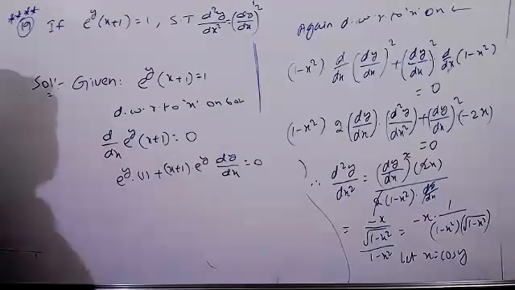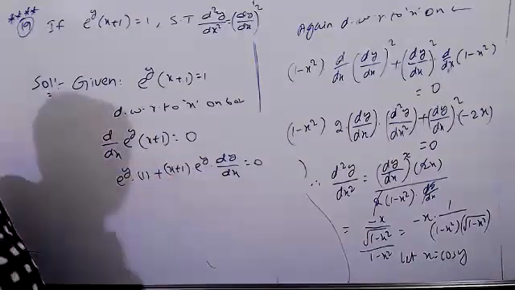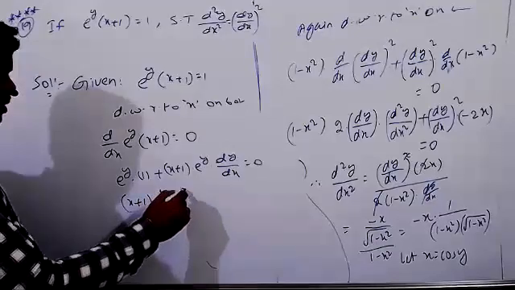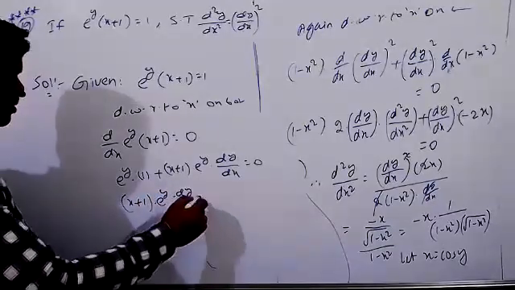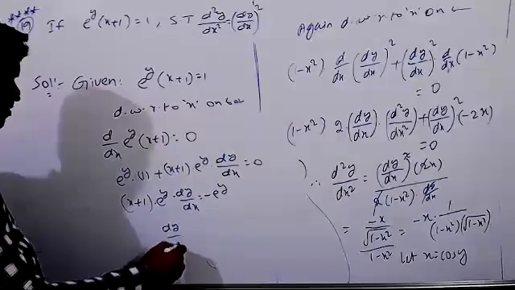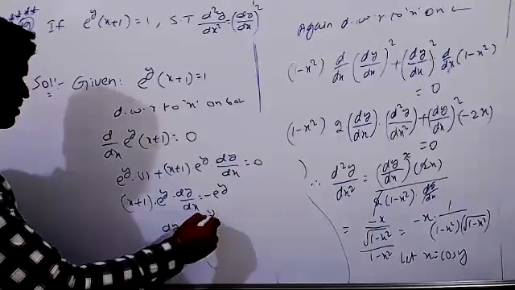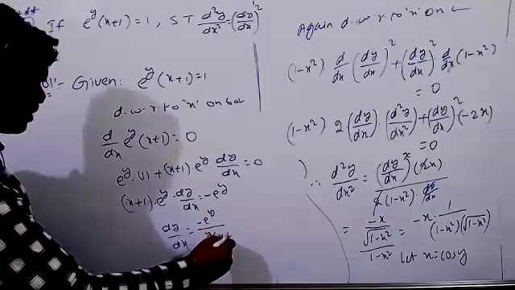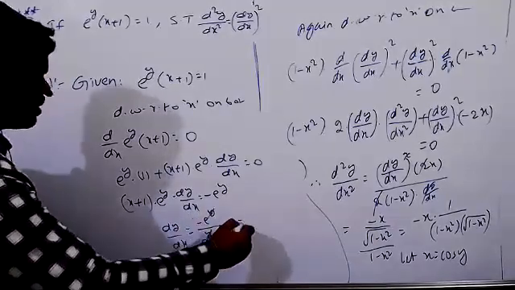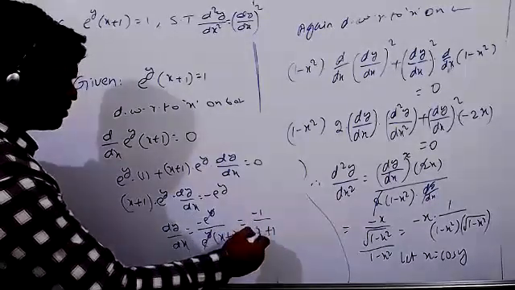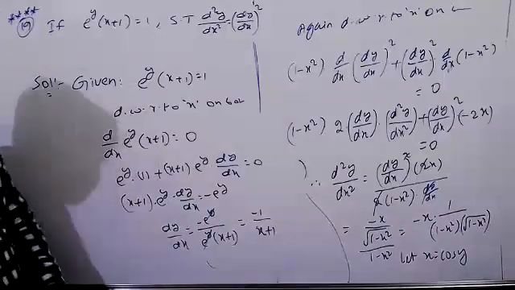Right, this side. So x plus 1 into e power y into dy by dx equal to minus e power y. So dy by dx equal to, you can write now, minus e power y whole by e power y into x plus 1. So this will be cancelled. It is equal to, you can write, minus 1 by x plus 1.